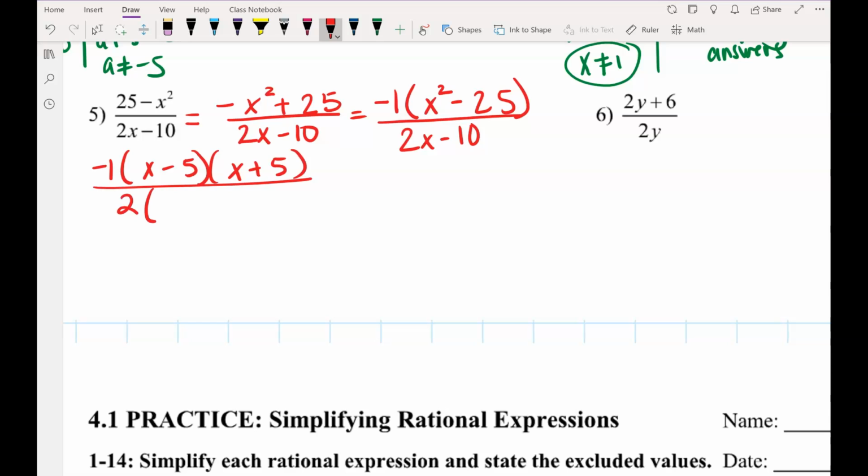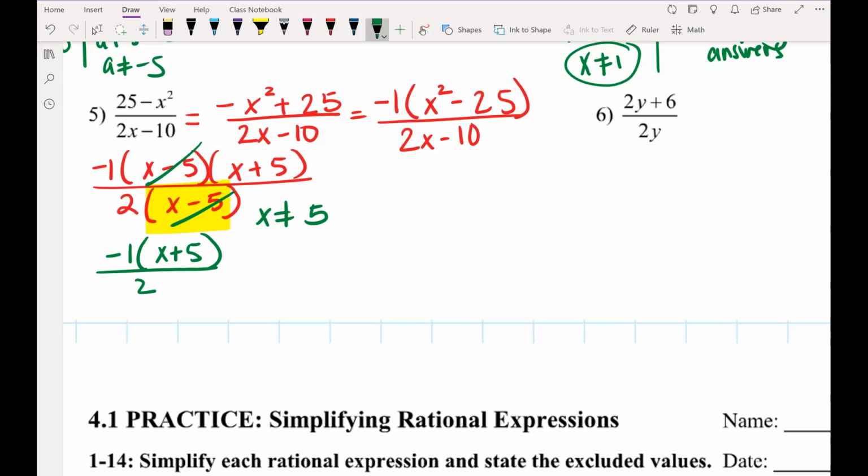In the denominator, factor out the GCF, which is 2. So now you have an x minus 5. And again, if you can see it, x can never, ever, ever be 5. If you can see it right away, you can just write the restriction right away. All right, bust out the cancellation. So now on the top, students, it's negative 1 times x plus 5 all over 2. And you can write the restriction in.